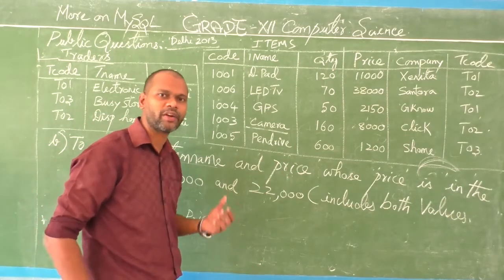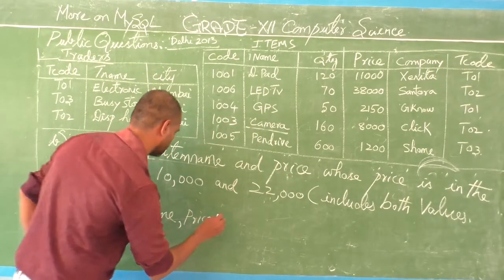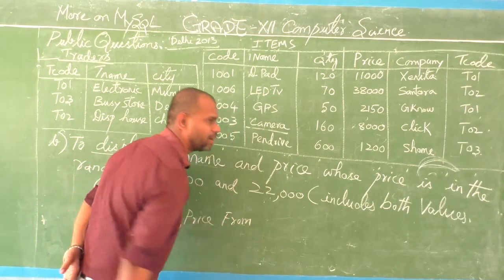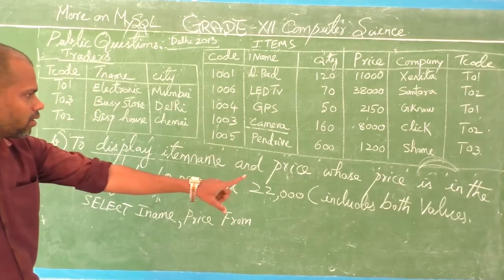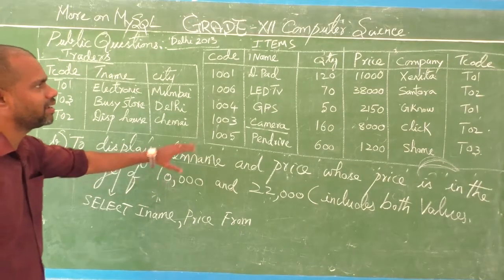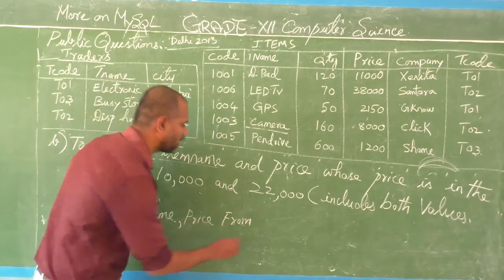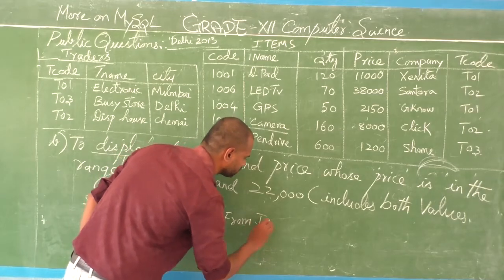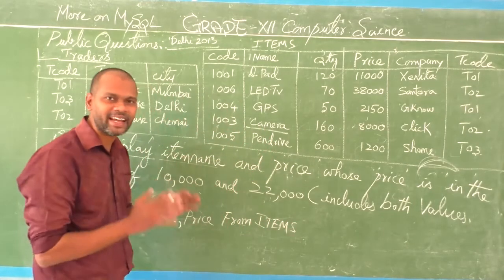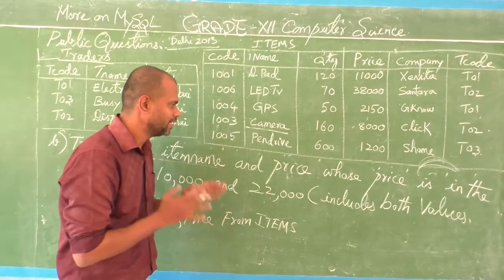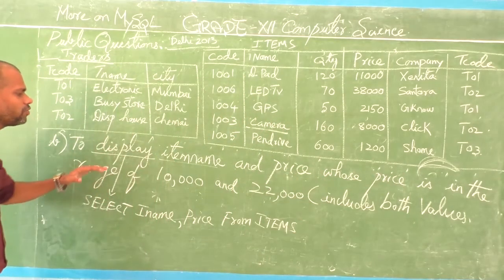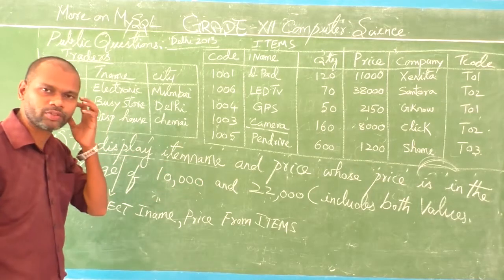After column name you have to write from table name. So here, from what table? You see this one displays the item name, so it clearly indicates the item table. So from items. Okay, is there any condition, my dear students? Yes, there is a condition. Whose price is in the range of 10,000 and 22,000.